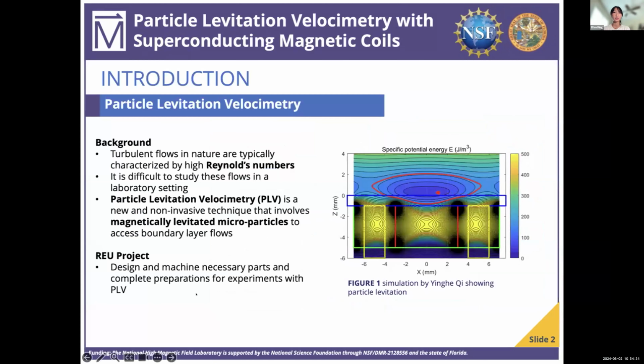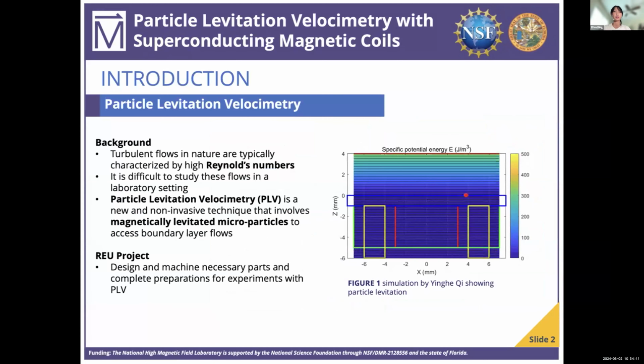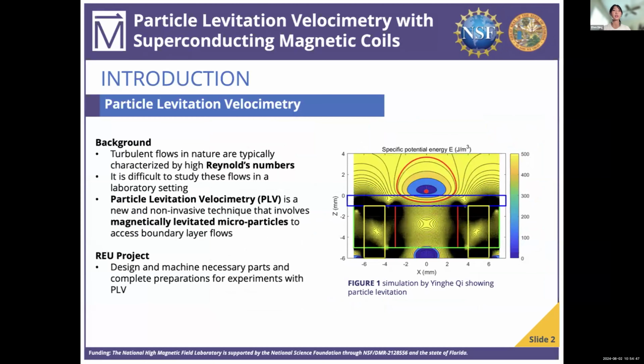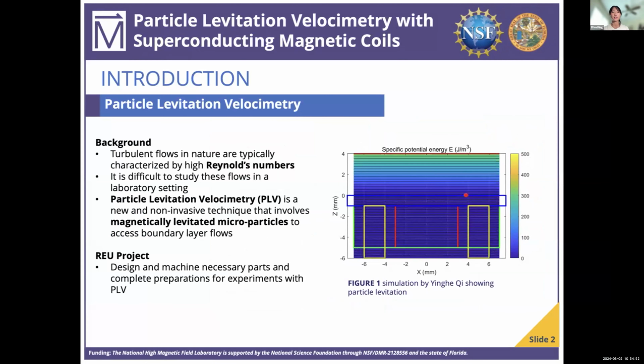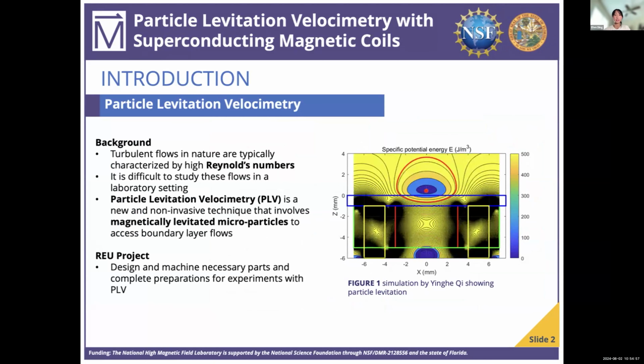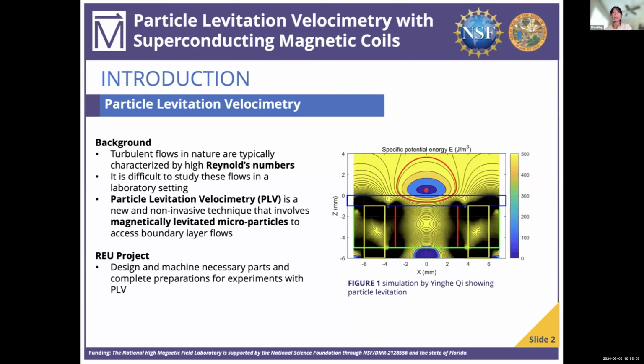As background, turbulent flows in nature are typically characterized by a very high Reynolds number, around 10 to the 8th to 10 to the 9th. And it's very difficult to study these flows in a laboratory setting. As a reference, typical wind tunnel experiments with water or air can hardly achieve Reynolds numbers around 10 to the 6th. And this is also made difficult because necessary support structures can cause disturbances in data collection.